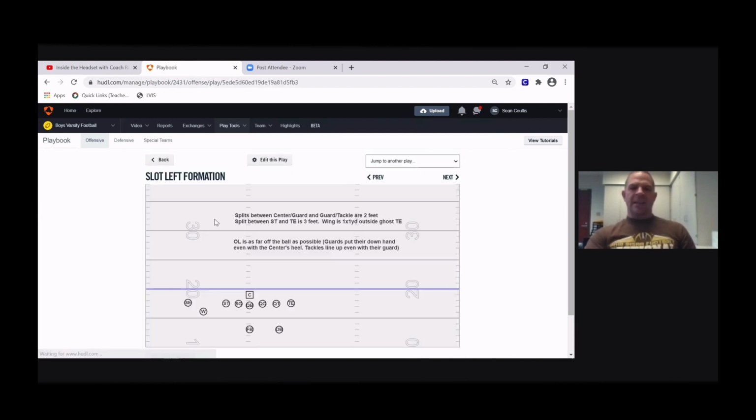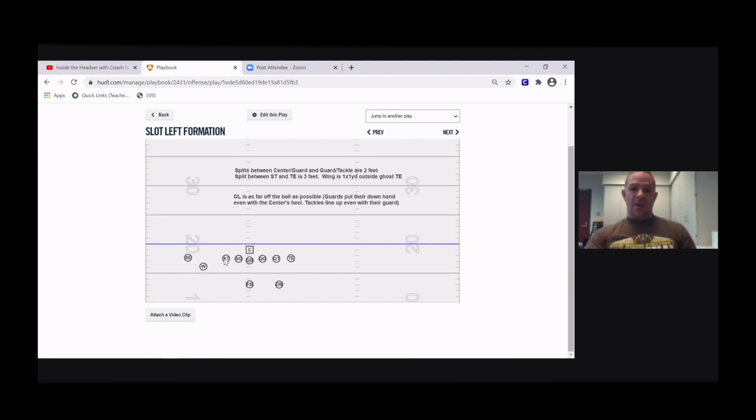Okay. So slot left, again, there's a left in it. So we know the strong side is going to the call. So there's left, and we got a wing. He takes his normal alignment as if there was a ghost tight end there. So he's still going to line up 1 and 1, 1 yard by 1 yard off of where that tight end would be if he was actually there.